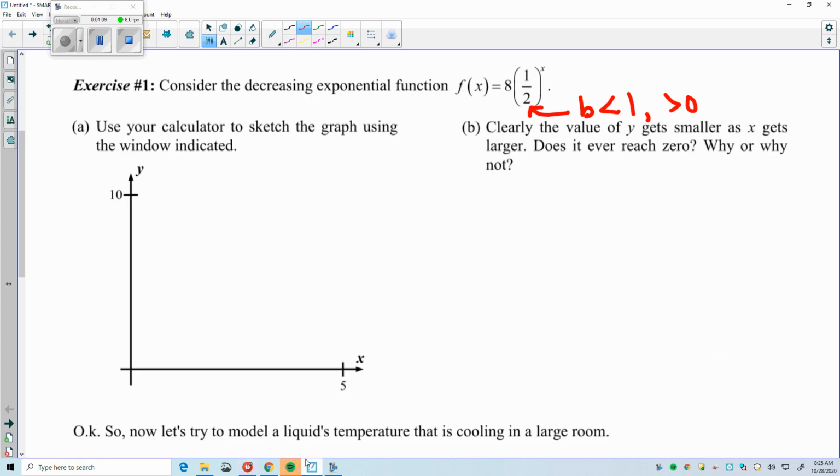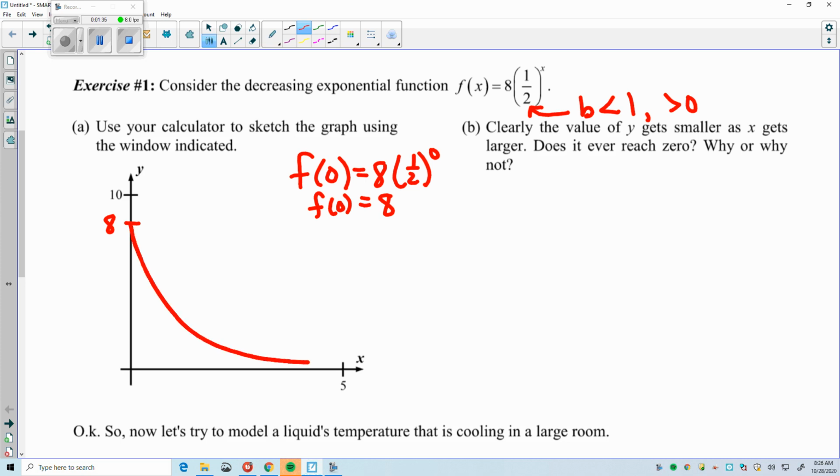So just to show you how we could find that y-intercept, I would plug in 0 and I would solve for the y-intercept. Keep in mind, anything raised to the 0 power is 1, so that's where we're getting this intercept from. So somewhere over here, I would label that 8. And I know it's a decreasing function, so my graph is going to go swooping down, and it's going to be asymptotic to the x-axis. So that would be a sketch of our graph.